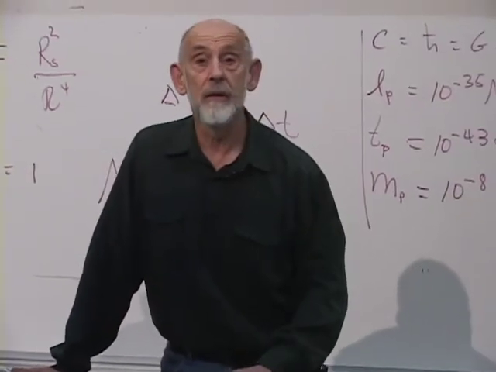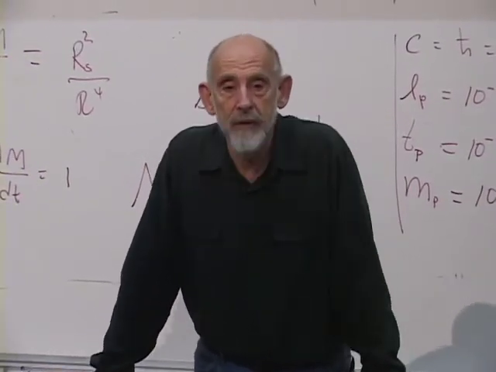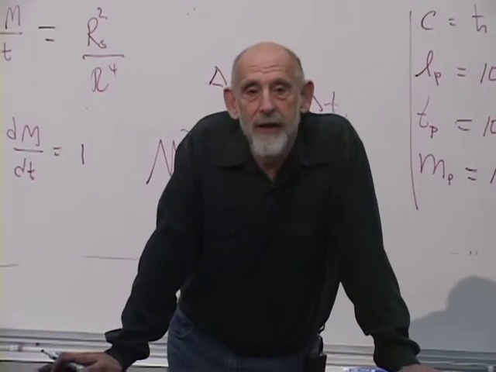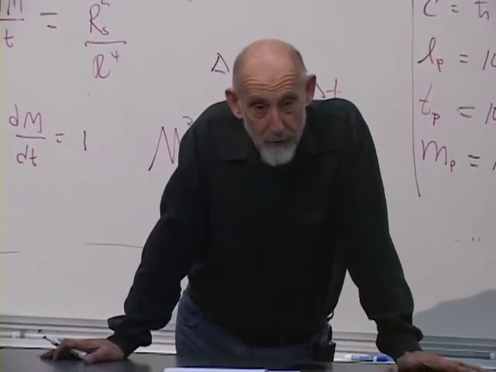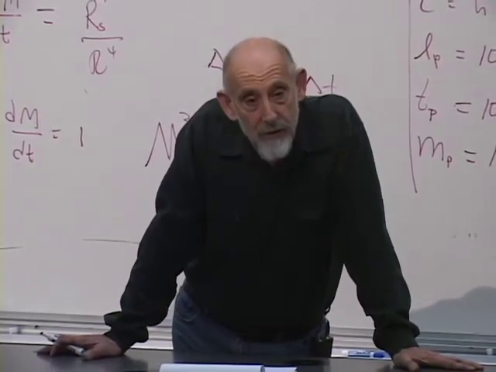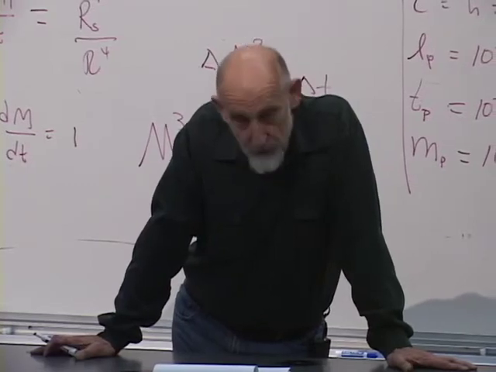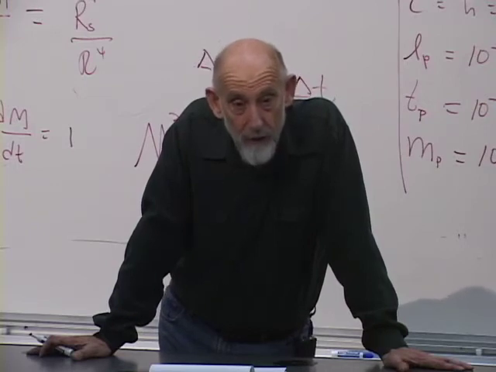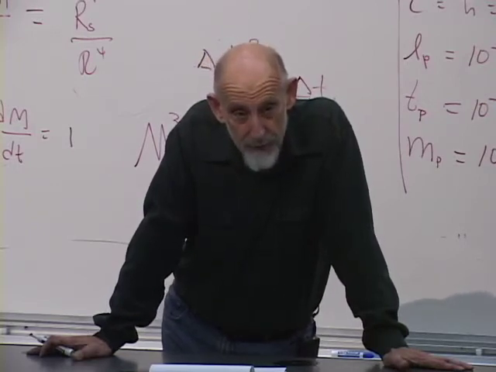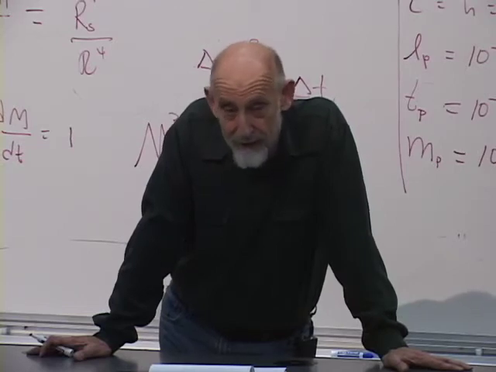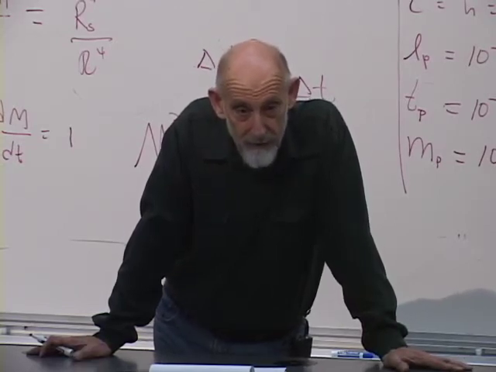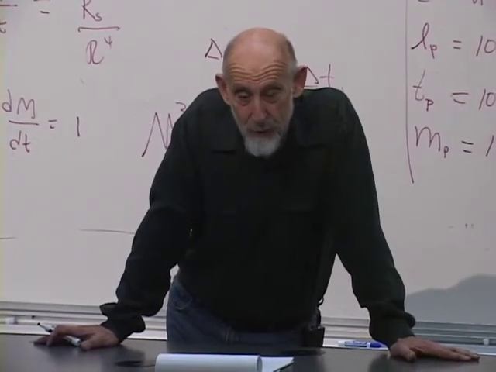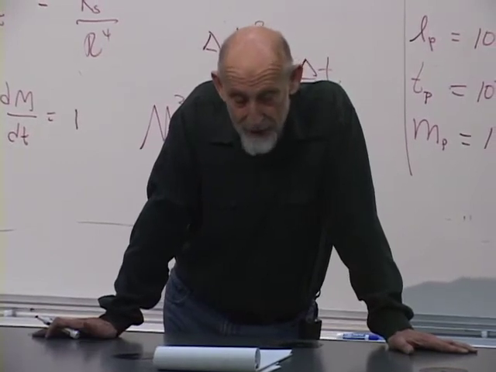But wouldn't the size of a kilogram worth of black hole be really small? Yep. The radius is proportional to the mass, right? The mass of the sun is 10 to the 30th kilograms, and it corresponds to one or two kilometers. So that means 1 kilogram would be 10 to the minus 30th kilometers. That's pretty small, right? It's not as small as the Planck length, but it's getting there.